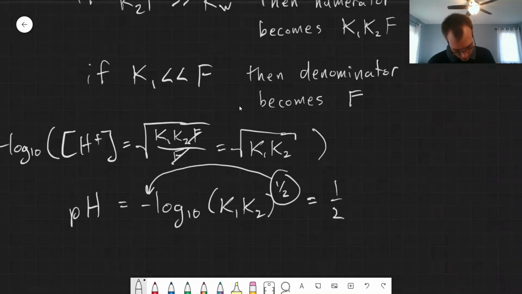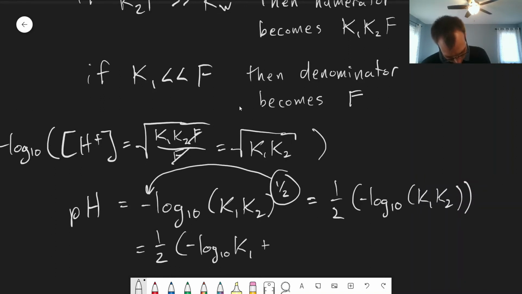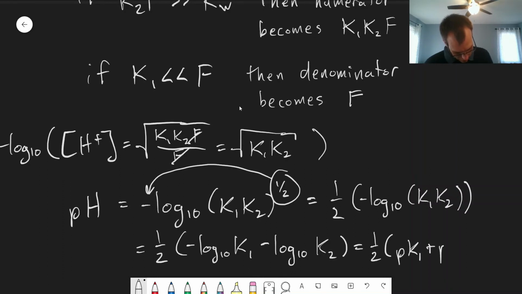1/2 times negative log base 10 of K1 times K2. And one further property of logarithms is that if we have a logarithm of two things multiplied together, that is the same as the logarithm of each of those things added separately. So we can rewrite this again as 1/2 times negative log base 10 of K1 plus, or I should say minus log base 10 of K2, which these are now just the definitions of pKa, right? So pK1 and pK2. So we get 1/2 pK1 plus pK2.